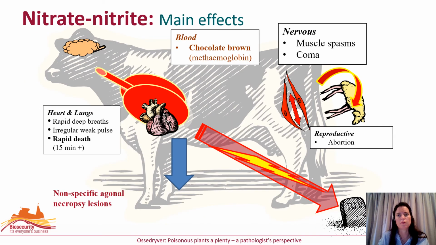Poisoned animals are mostly found dead. However, live affected animals may show signs of oxygen deprivation similar to that described for cyanide poisoning. Brown discoloration of mucous membranes may be observed, and pregnant animals are likely to abort.